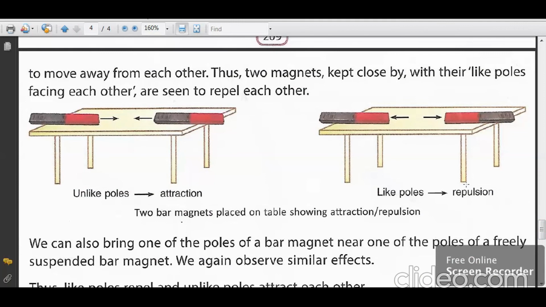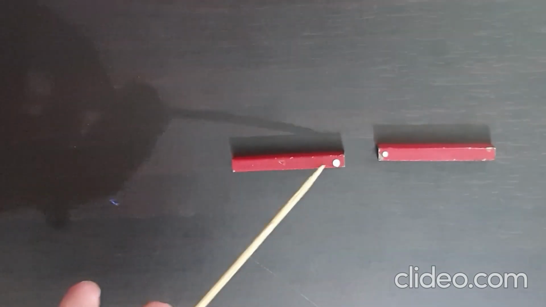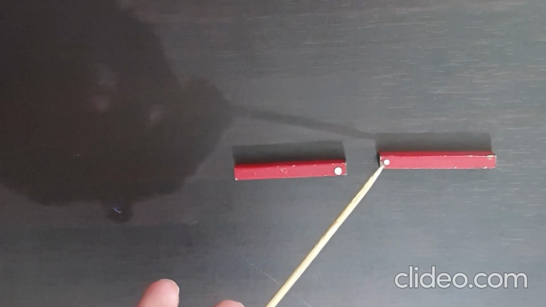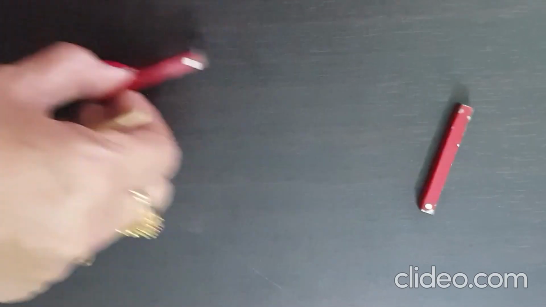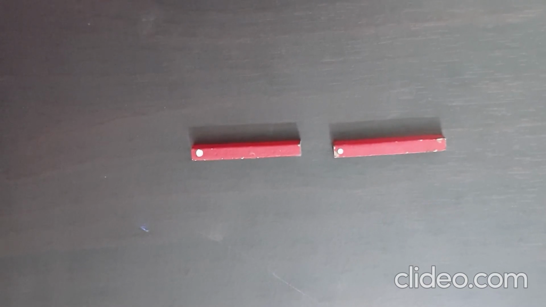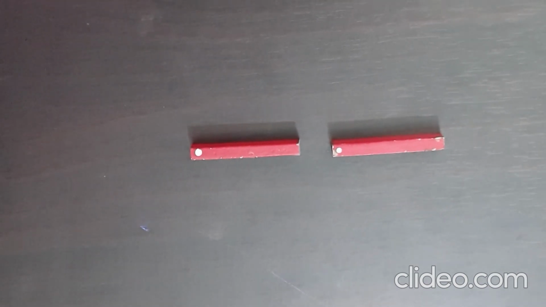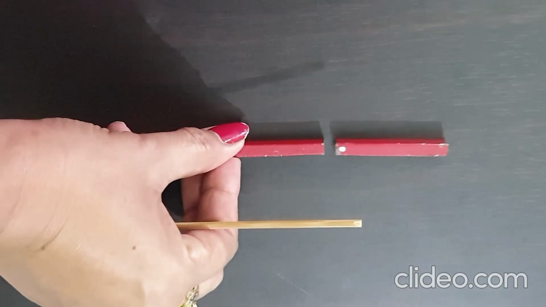On the other side, like poles, where both poles are north poles or both are south poles, will repel each other. Like poles repel each other. The north pole of one bar magnet is facing towards the north pole of the other bar magnet, so like poles repel each other. But on the other side, unlike poles attract each other. The north pole of one bar magnet is facing towards the south pole of the other bar magnet, so these are attracting each other.